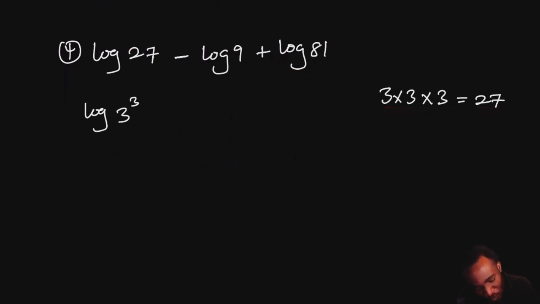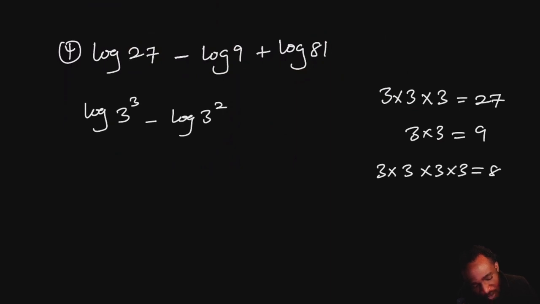We're going to do the same for 9. How many times do you have to multiply 3 by itself to get 9? 3 times 3 is 9. So we write over here minus log 3 raised to the power 2, because you have to multiply 3 by itself 2 times to get 9. We're going to do the same for 81. How many times do you have to multiply 3 by itself to get 81? 3 times 3 times 3 times 3 is equal to 81. So we have to multiply 3 by itself 4 times to get 81. So we put over here plus log 3 raised to the power 4, because you have to multiply 3 by itself 4 times to get 81.